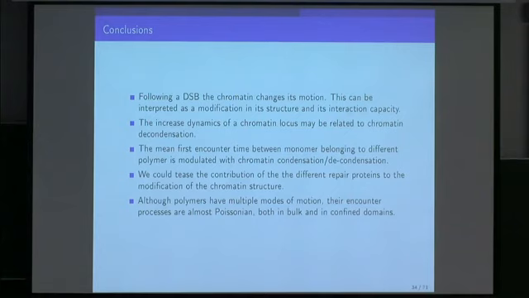And finally, this is the confined looping thing that I showed you. We can show that even though polymers have those multiple relaxation times, their encounter times are almost Poissonian in certain limits, both in bulk and in confined domains.